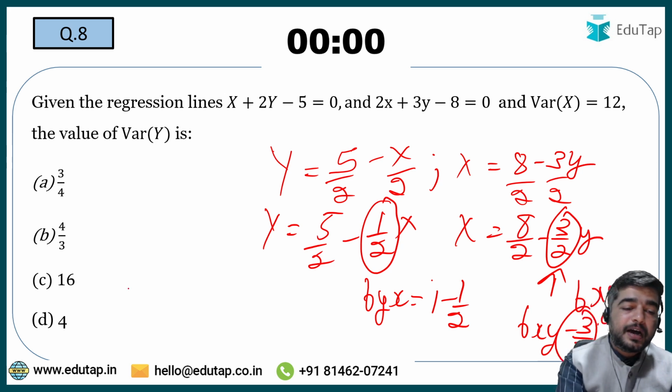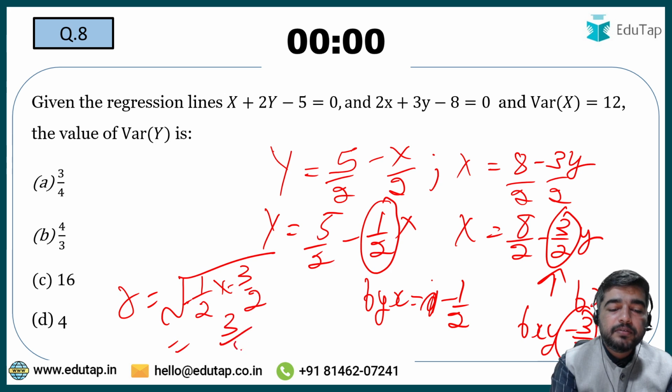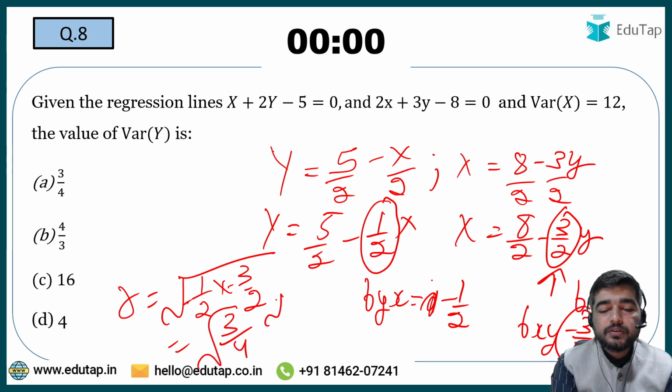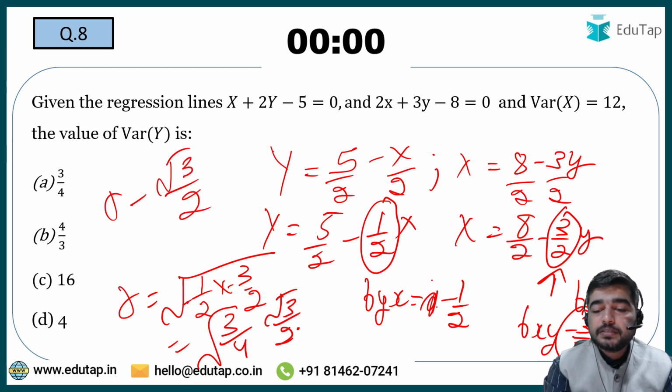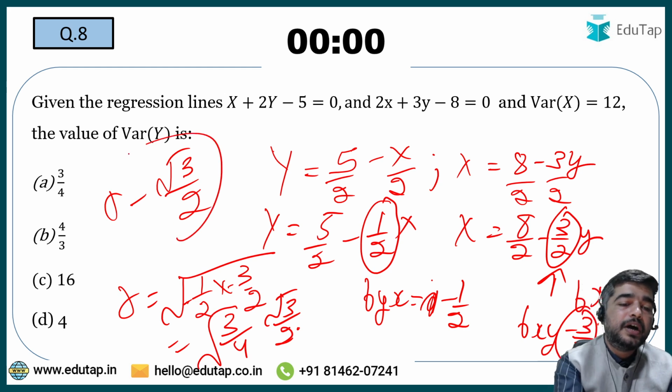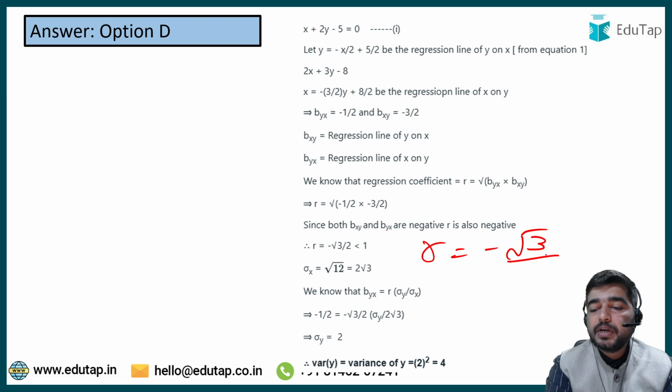From this you will get r. r will be root of 1 by 2 into 3 by 2, and the negative makes it positive. So this is root 3 by 4, so r will be under root 3 by 2, and r will be negative. Why negative? Because your bxy is negative, so r will be negative. So r comes minus under root 3 by 2. First thing, we have calculated bxy and r.